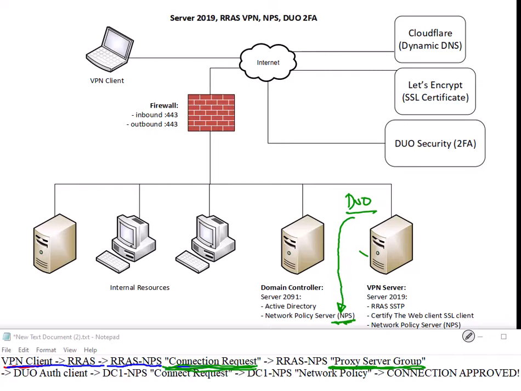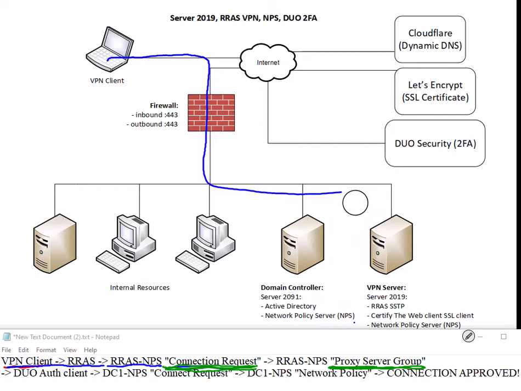Okay, let me just do an arrow here and talk as I go, and then we'll wrap this up. The client looks up their server, comes through the firewall, and comes to the RRAS box. The RRAS box, going through NPS, goes to Duo. Duo does its thing. It leaves Duo and now goes to NPS on the domain controller. The domain controller looks at group membership, time of day, and other constraints, and then gives the allow, and the connection is established.